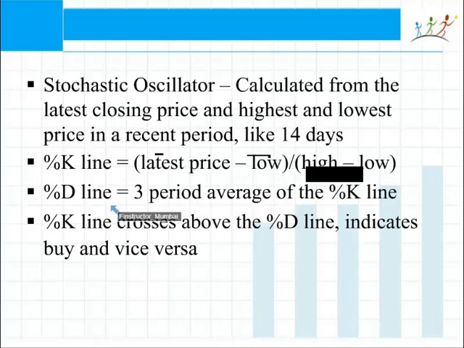Percentage D line is plotted as the 3-period average of the percentage K line, and then the two are used just as the moving average lines were used. If the intersection is from above, that is it crosses below, then it will be a downtrend. If the intersection is from below, that is the percentage K line crosses above the percentage D line, then we will say that the signaling is that of an uptrend or a buy.